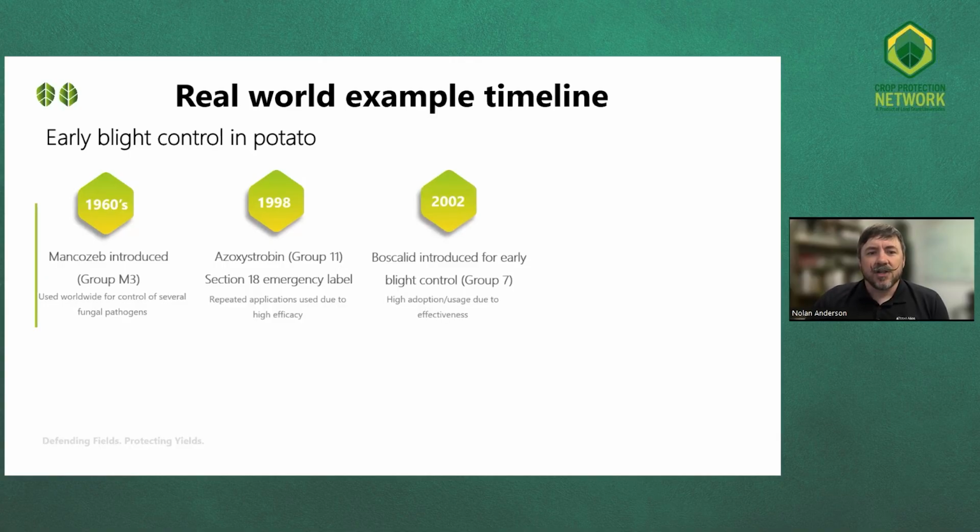Similar is the case as we fast forward a few more years. We see the first introduction of an SDHI or Group 7 fungicide, in this case, boscalid. And again, high adoption rates, high usage due to how effective it was at controlling early blight in potato. However, as we've now seen with published research, this did not last long, as the first published documentation of reduced sensitivity to azoxystrobin and other QoIs was in 2004, just several years after the introduction or labeling of the products for use in potatoes.